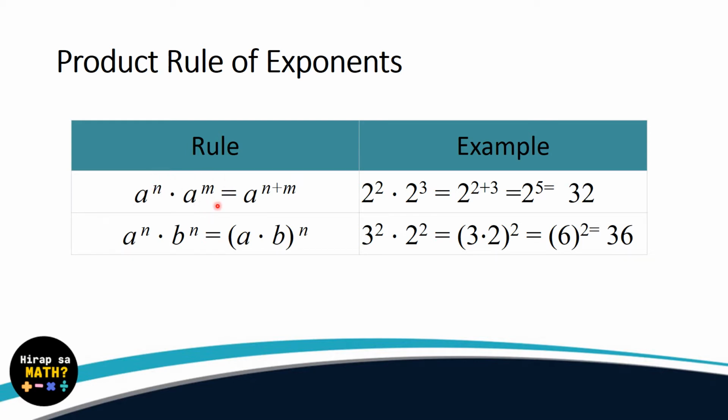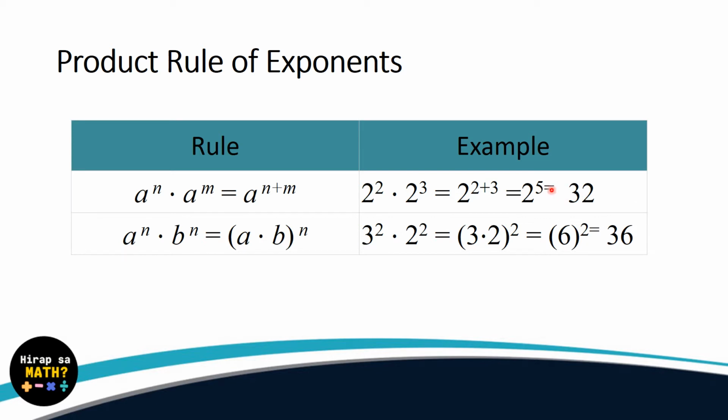So halimbawa, 2 to the second power times 2 to the third power, pareho ang base. So isulat lang natin dito ang base and then i-add natin ang exponent. So magiging siyang 2 plus 3. So ang 2 plus 3 is equals to 5. So 2 to the fifth ang answer. Isi-simplify natin to. So equals to 32.